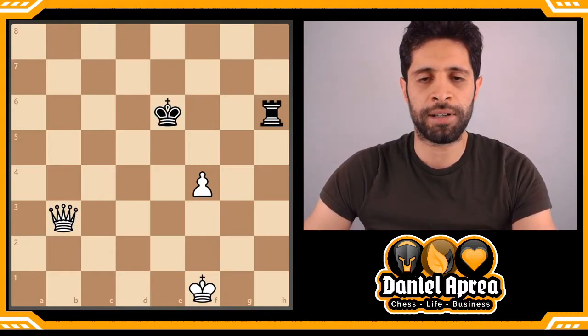But if the rook is here, then this ends the game immediately. It's not checkmate yet, but black will resign because it's losing the last piece, and it becomes a trivial finish. And this can happen on a line as well.